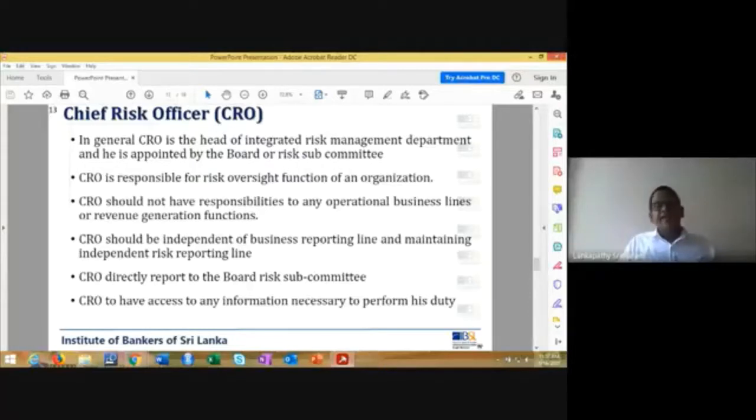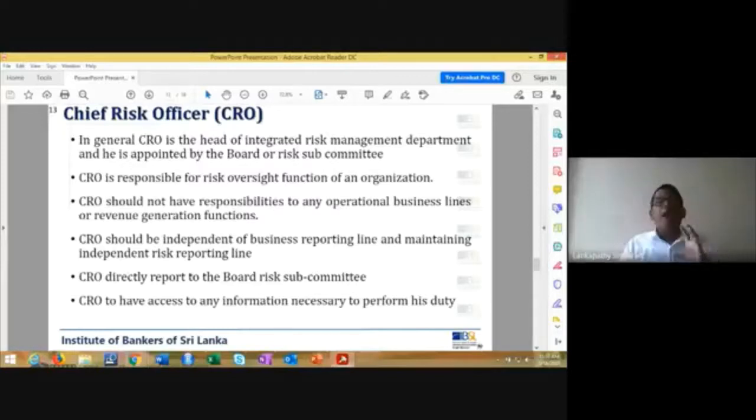And the CRO should not have responsibilities for any operational business line or revenue generation function. What does it mean? It means the Chief Risk Officer should not get involved in the operational business line or revenue generation function. He should only be the head of risk, involved only in the risk management function. It means he can't be the DGM of credit, or the AGM, or be involved in banking operations or revenue operations. He should only oversee the risk function.